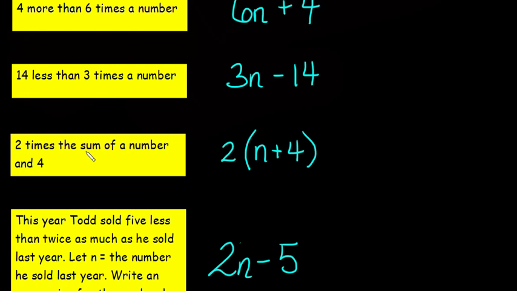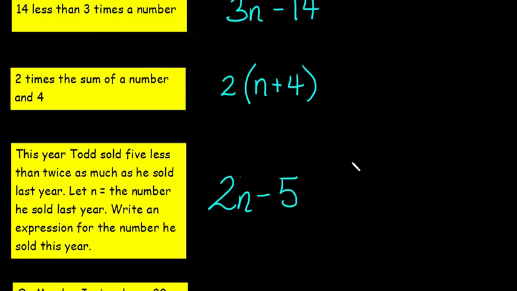2 times the sum of a number and 4. Sum means the answer to an addition problem. So I'm going to have some type of addition problem here with an unknown number, and I'm going to multiply it all by 2. So 2 times the sum, addition, of a number n plus 4. So here is how you would write that expression. Equation will have the equal sign.